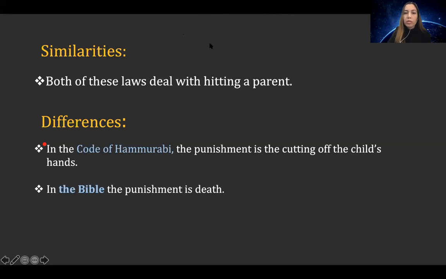Okay. So we were just talking about this second comparison between the Hammurabi Code and the Bible. It says that if you strike a parent in the Hammurabi Code, your hands must be cut off, whereas if you strike a parent in the Bible, you should be put to death. So we are exploring the similarities and the differences, and now we're summarizing. The conclusion is that both laws deal with striking a parent. The difference is that the punishment is death in the Bible and cutting the hands in the Hammurabi Code.